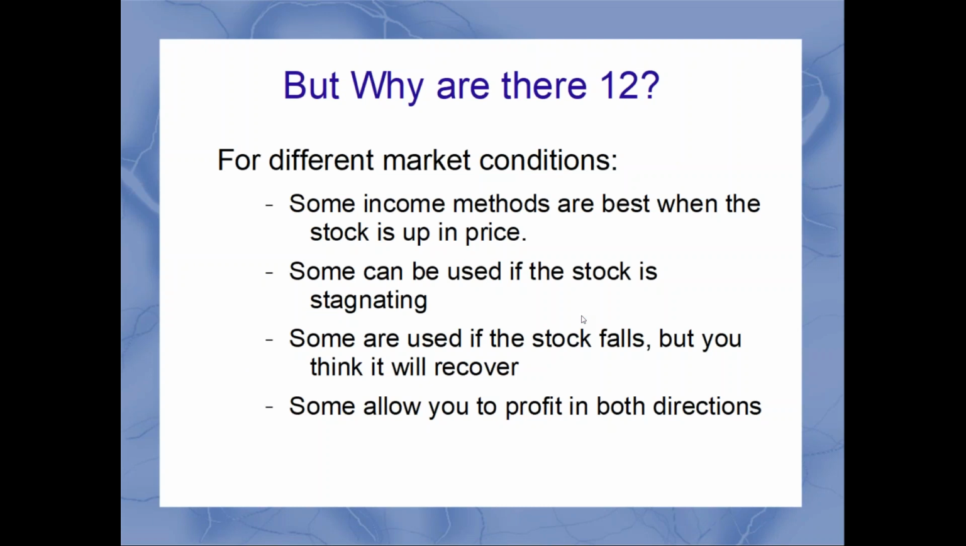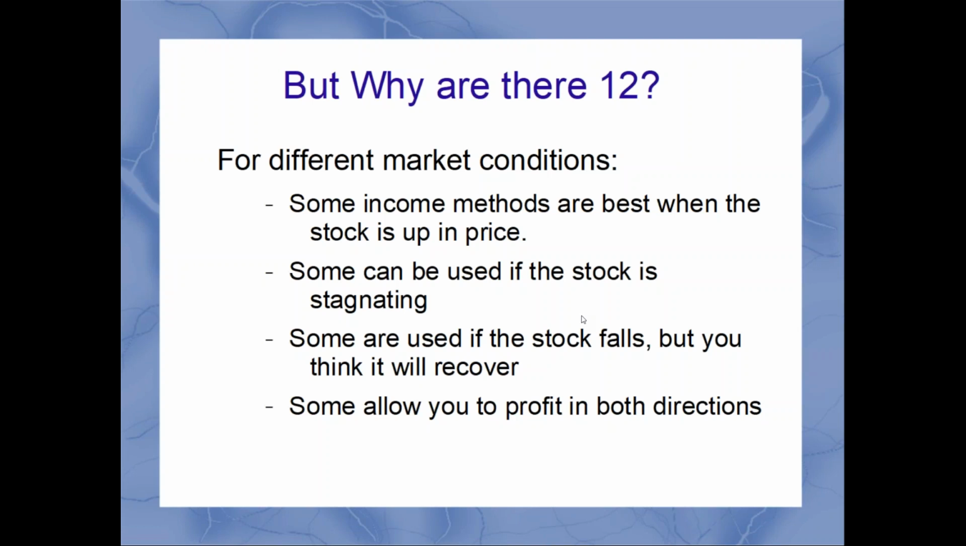But why are there 12 different income methods? Why not just a simple structure of buy the stock, protect it with a put, and just look to sell the call and manage it that way? Well, that works in a certain type of market conditions, but as we all know, there are various market conditions that come up at different times.